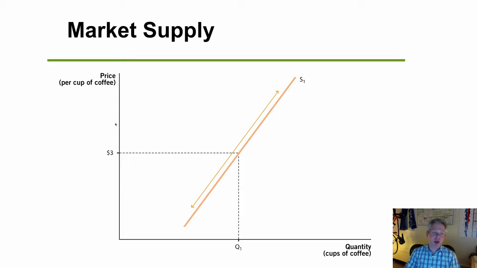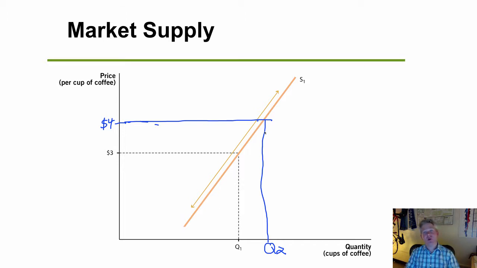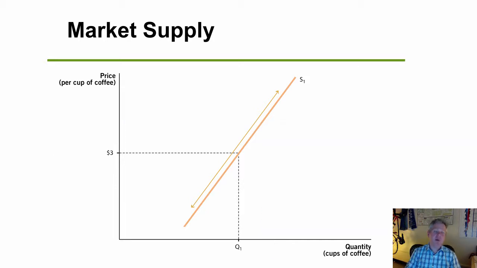And if you change the price to, say, $4, you get a different quantity supplied, and it's higher. Q2 here is higher. So as you increase the price, you get more quantity supplied. As you decrease the price, you get less quantity supplied. That obeys the law of supply, but that's a movement along the supply curve. In this screencast, we're going to talk about things that shift the supply curve completely.